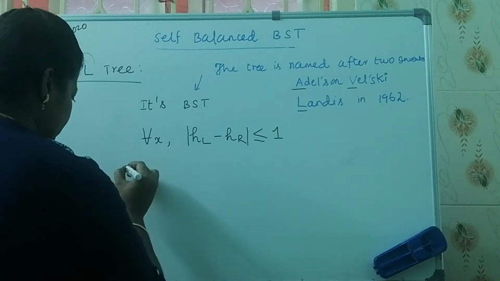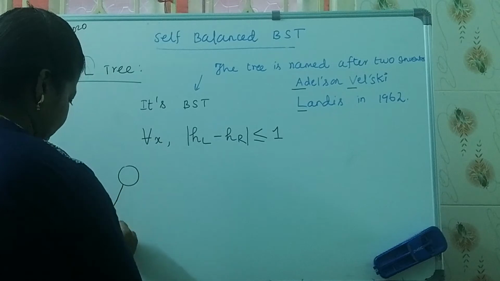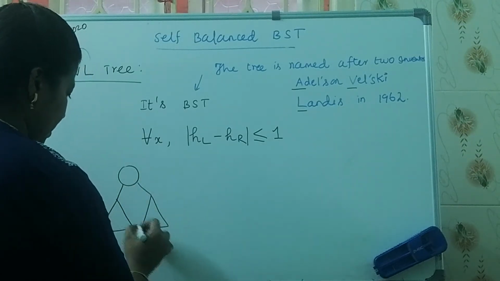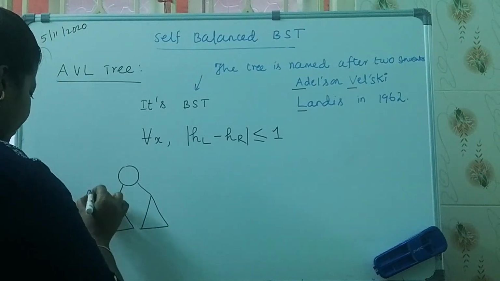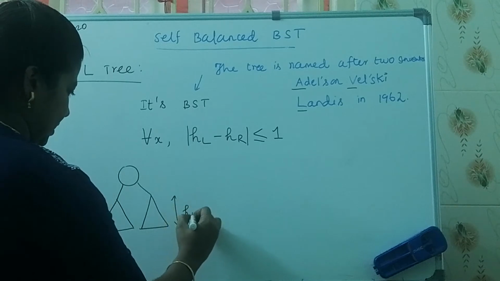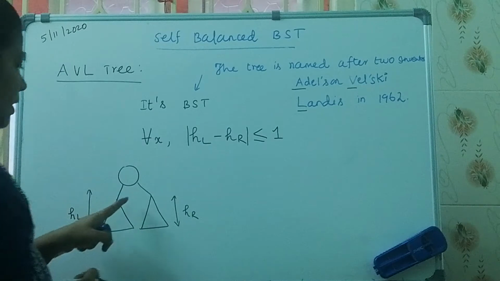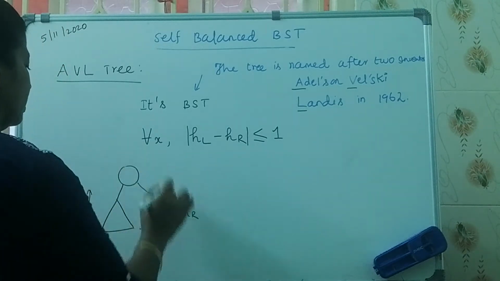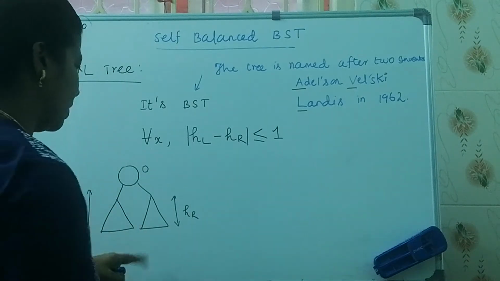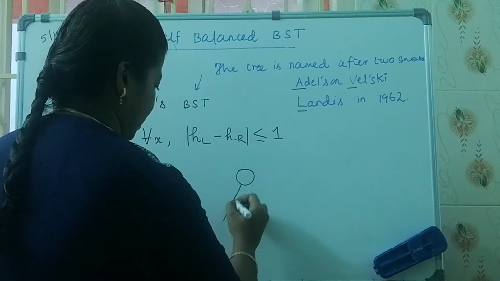So according to this, let us take this root node. It has a left subtree and a right subtree. This is the height of the left subtree, which is HL, and let's say this is HR. Since both are at the same level, the difference at this node is 0, so this is a valid AVL tree.